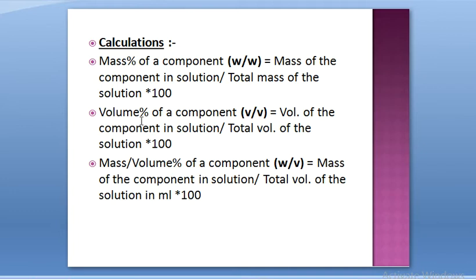If they are asking you volume percentage, V by V, you take volume of the component, whether it is a solute or a solvent, divided by total volume of the solution multiplied by 100. And then if they ask you mass by volume percentage of a component, then it is W by V. You take mass of that component divided by volume of the whole solution. वो component solute भी हो सकता है, solvent भी हो सकता है. Mass of that component in solution divided by total volume of the solution in ml multiplied by 100.